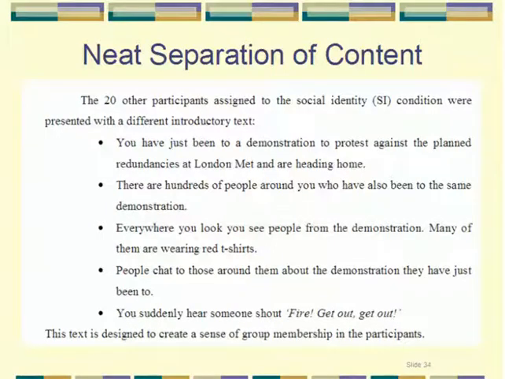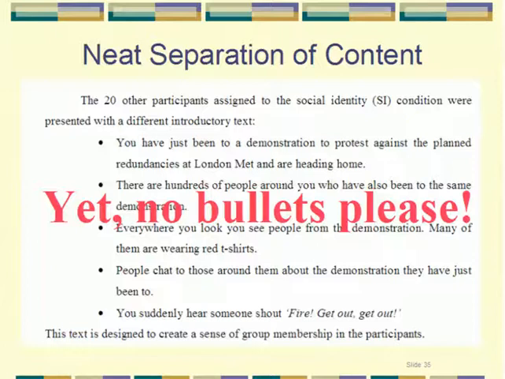Here there is the description for the other condition, the social identity condition. And you see here clarity versus elegance. The student could have preferred elegance and hence not repeating the same structure as for the previous condition. But she preferred to go for clarity, and this is excellent. But again, no bullets please.